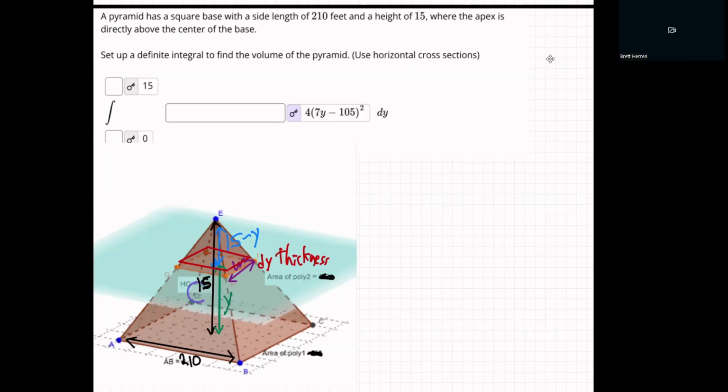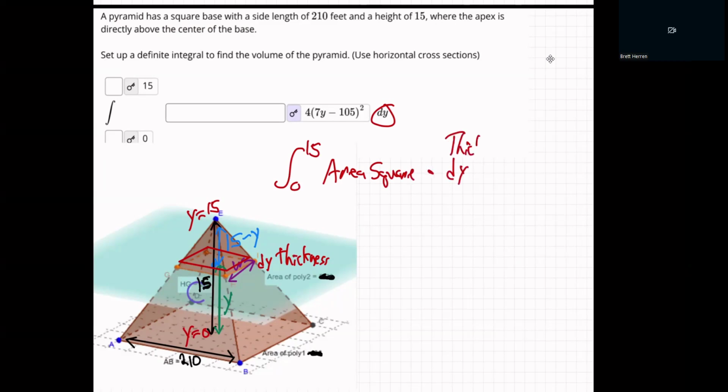And so we're going to need to integrate from 0 to 15. As you can see, the integral is from 0 to 15, because we're integrating y values. This is y equals 0 on the bottom. This is y equals 15 at the top. And each of those is going to be the area of the square times the thickness dy. That will be the volume of the slice. We're trying to find the overall volume of this pyramid. That's the goal.